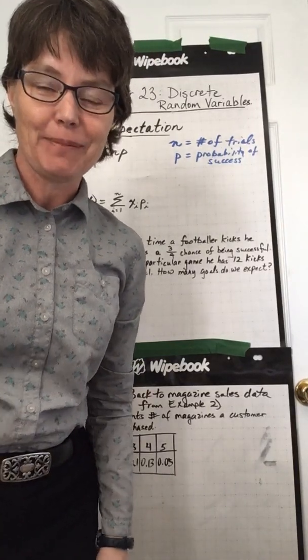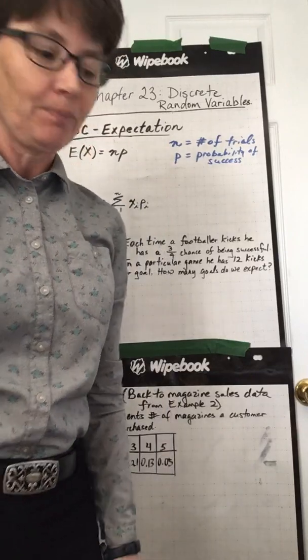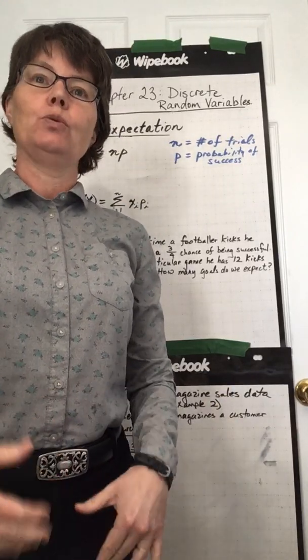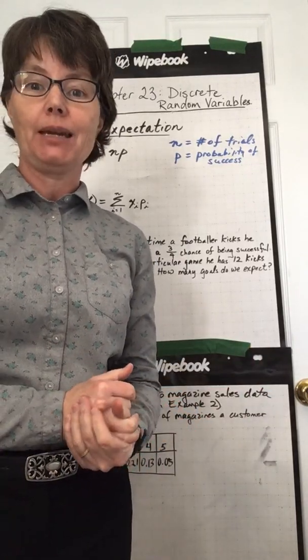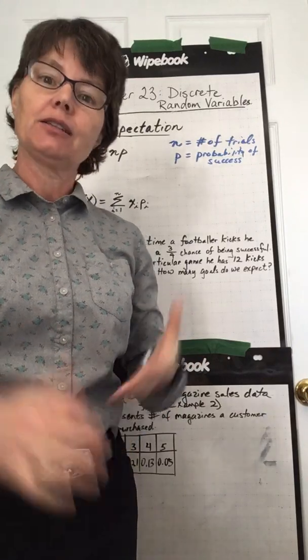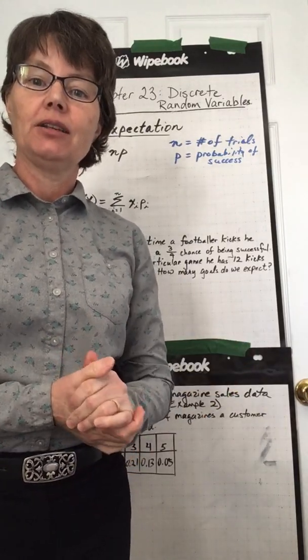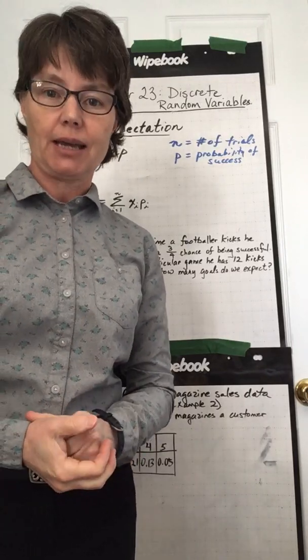Hi guys, we're looking at chapter 23 and now we're at section C, which is expectation. Expectation really is exactly what it sounds like. What do we expect to happen with respect to how many, counting, numbers. So we're still dealing with discrete random variables, counting in numbers. So expectation means how many of something do we expect to happen.